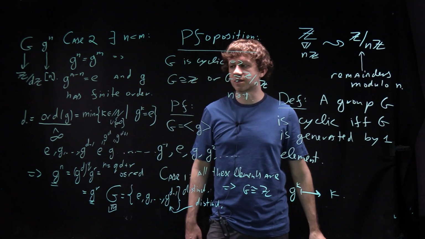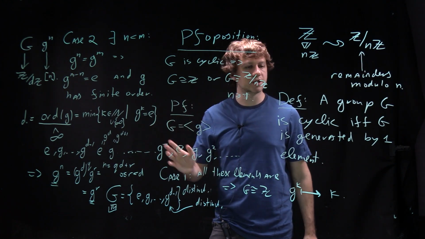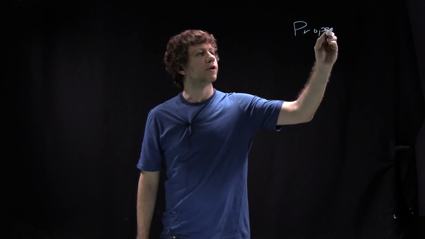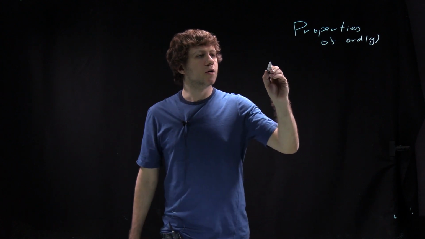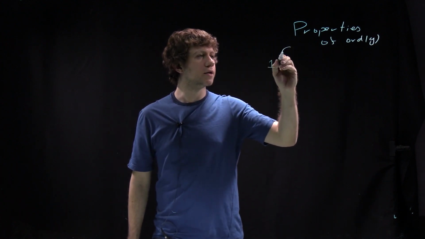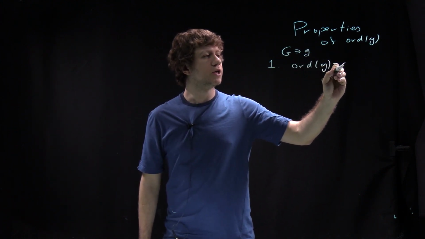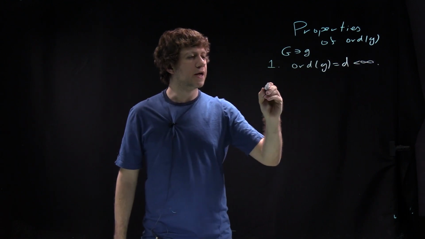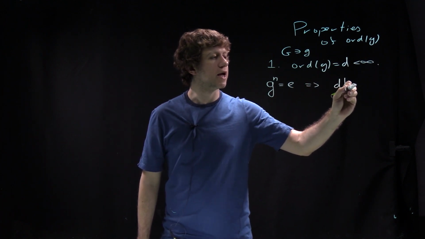Maybe one thing to remember, which is kind of obvious from the statement and this argument, let me formulate it: some properties of the order of g. This is again something we maybe should have discussed much earlier, but still. First, we have the setting: you have a group and some element g inside, and assume that the order of g is equal to d, some finite number. Then g power n equals the identity implies that d divides n.